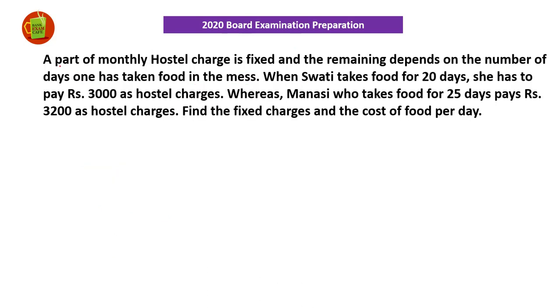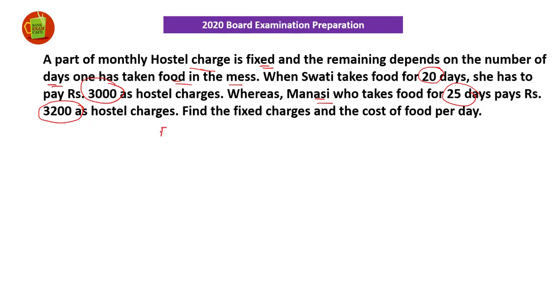Here is another question on the screen. A part of monthly hostel charges is fixed, and the remaining depends on the number of days one has taken food in the mess. When Swati takes food for 20 days, she has to pay rupees 3000 as hostel charges, whereas Mansi, who takes food for 25 days, has to pay hostel charges of rupees 3200. Find the fixed charges and the cost of food per day.